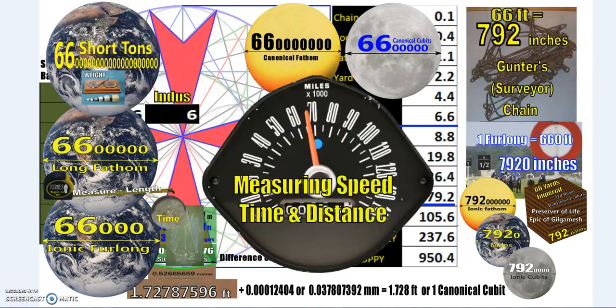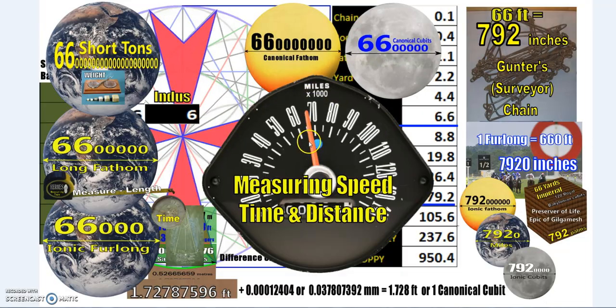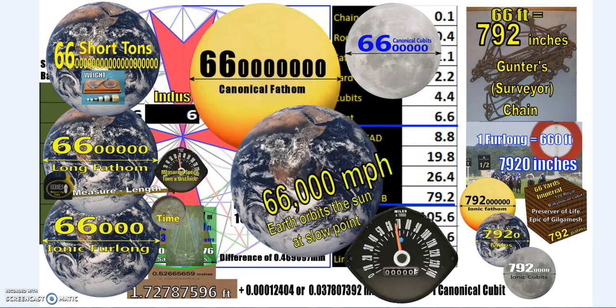weights of measuring weight, measuring length, measuring time. Why is that important? Well, now we're going to measure speed, which is using time and distance, or speed or velocity. But if you can work out the time, you can work out the distance, you can get the speed of a particular object. And you might notice at this gauge, so times 1,000 miles, so 66,000 miles.